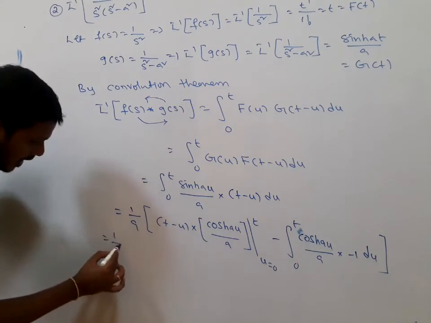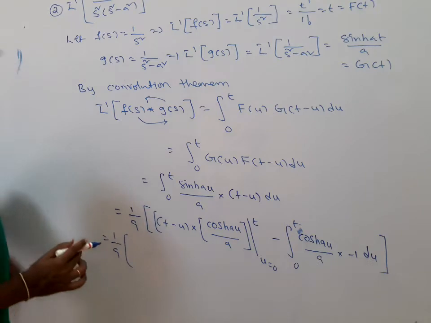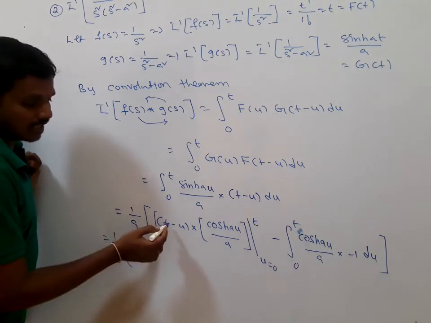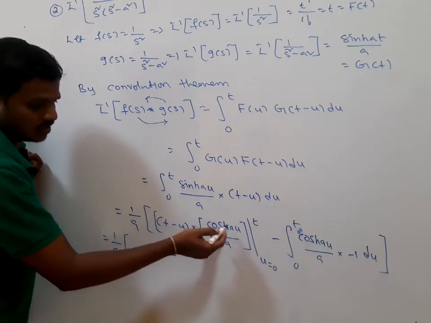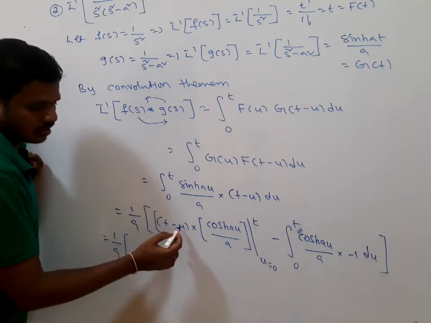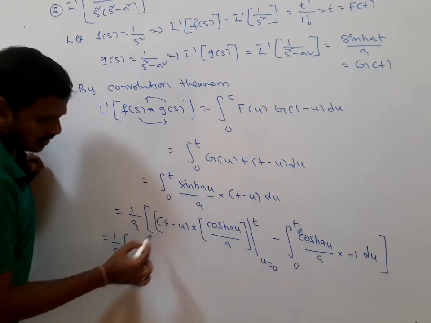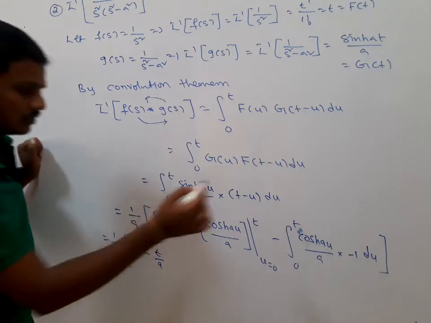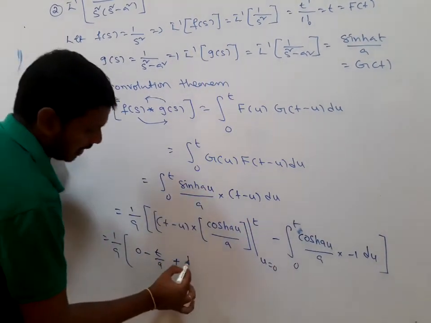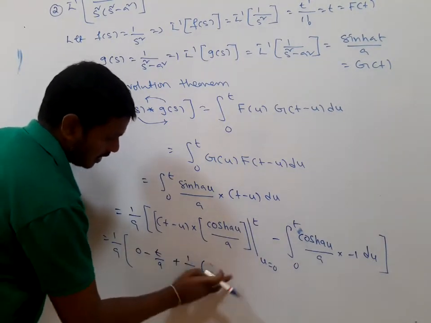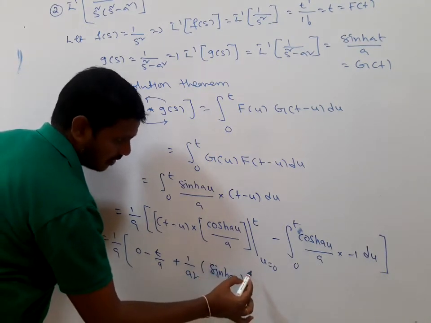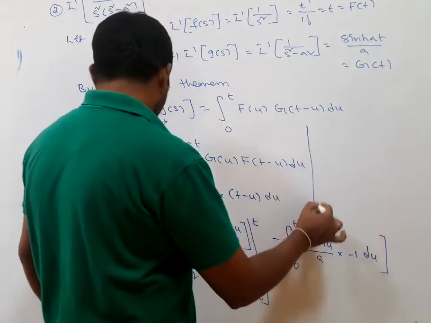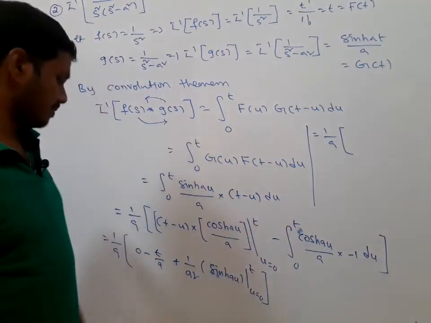Now coming to the limits, 1 by a of, if you go for the upper limit, t minus t is 0, into anything it is 0. For the lower limit, t minus 0, that is t into cosh 0, which is 1, so it is t. Then minus of that, 0 minus t divided by a. Is it clear? Next, minus into minus is plus, 1 by a square, sinh au, where the limits are u equal to 0 to t. Which is the same as minus t by a.